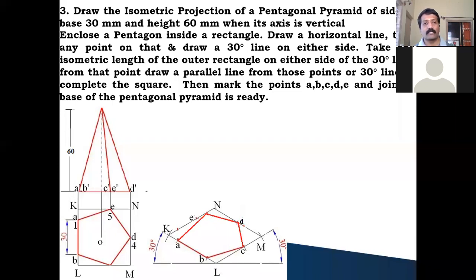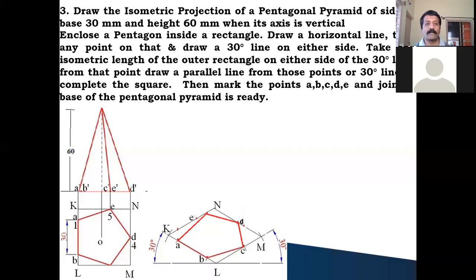So let me take up this pentagon pyramid. What is the question which is given? Draw the isometric projection of the pentagon pyramid of side of base 30 millimeter and axis side 60 millimeter when its axis is vertical. So the pentagon pyramid, when it is seen from the top side, looks like a pentagon. First, in the top view, you construct the pentagon, the corner condition or edge condition, any condition you can construct, and it's a regular pentagon, 30 millimeter.